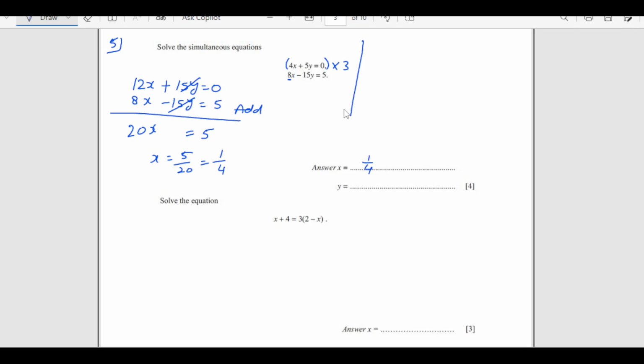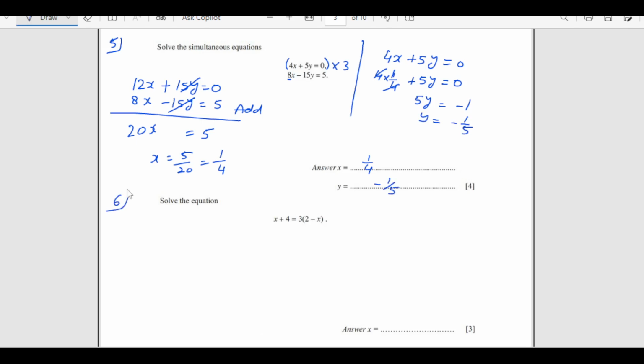Then we can take any of these equations. I'm taking the first one, 4x plus 5y equals 0, right? Now x is 1 over 4. I will replace x by 1 over 4, so 4 times 1 over 4 plus 5y equals 0. So this is gone, so 5y is equal to minus 1. This 1 is going to be shifted to the other side. So y is negative 1 over 5. So the value of y is negative 1 over 5, right?